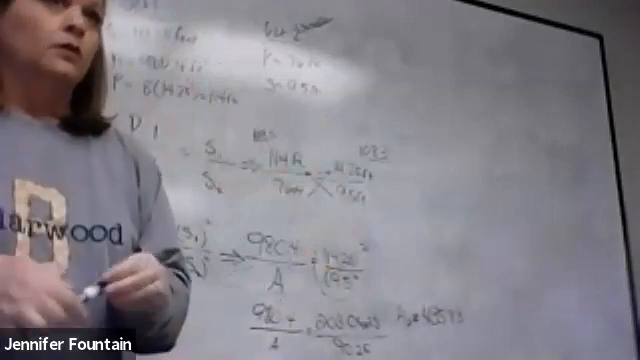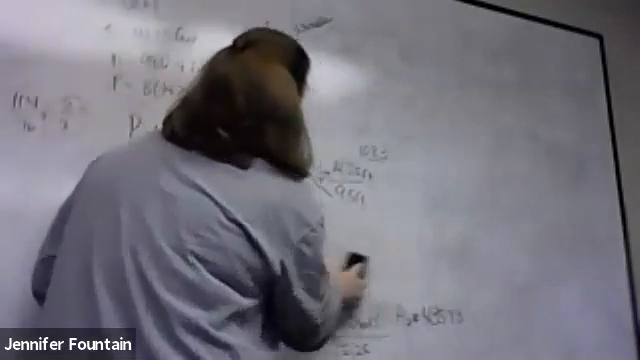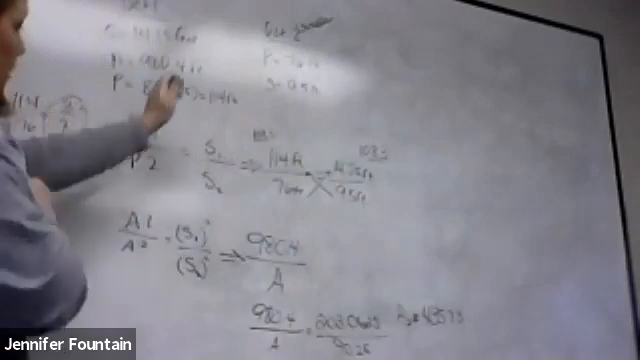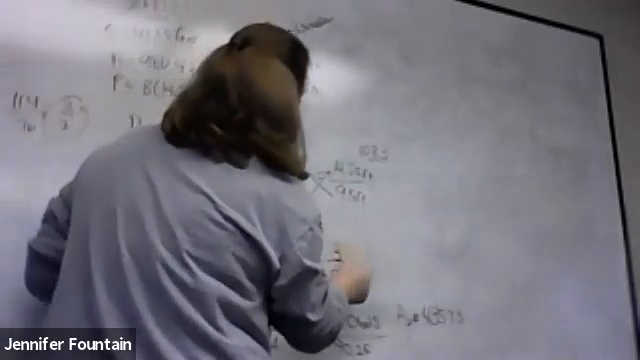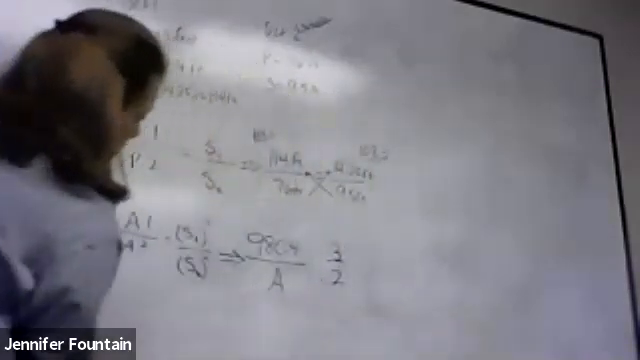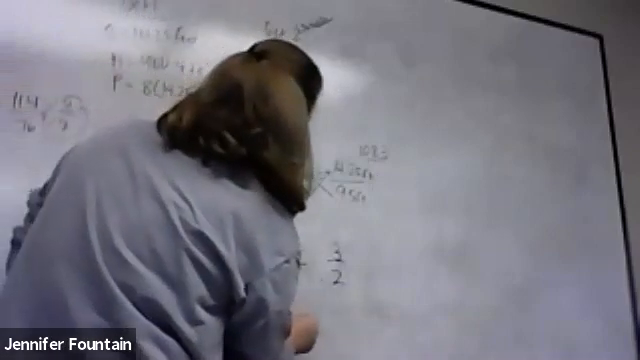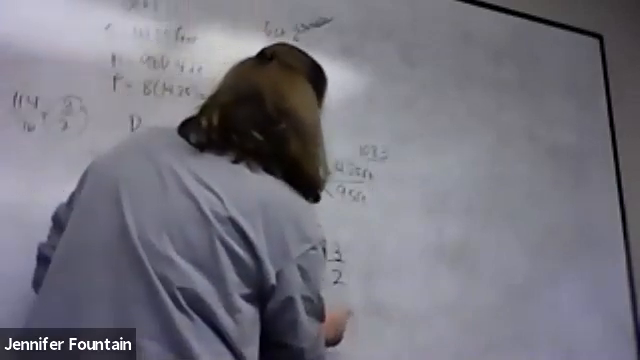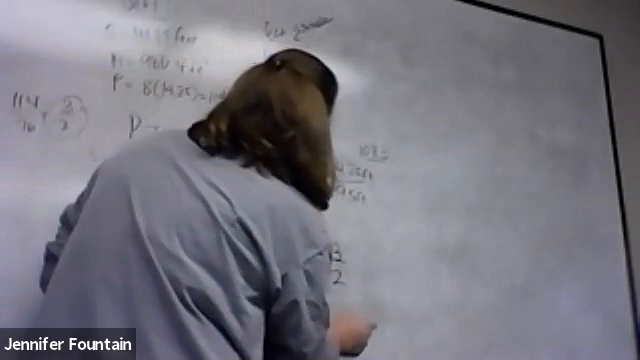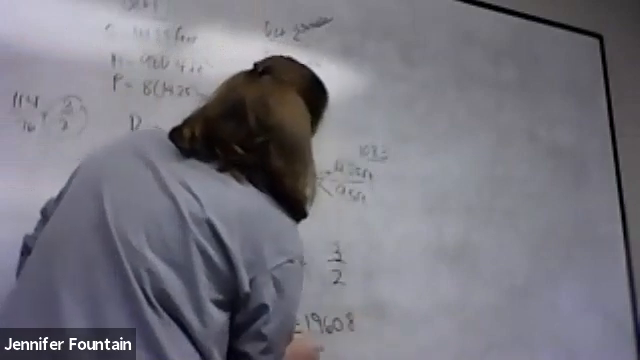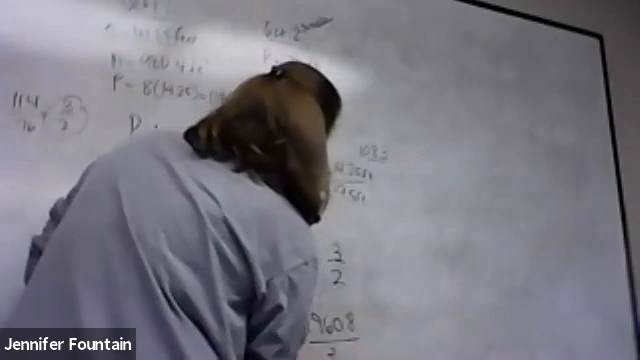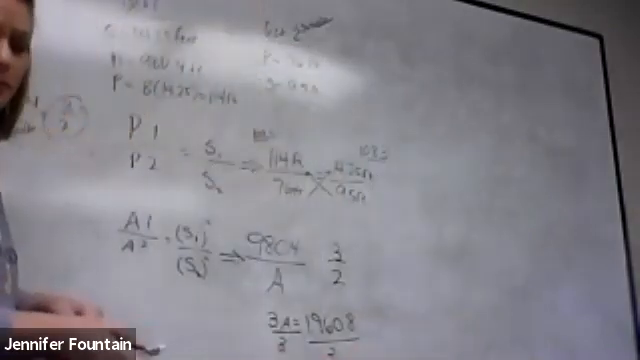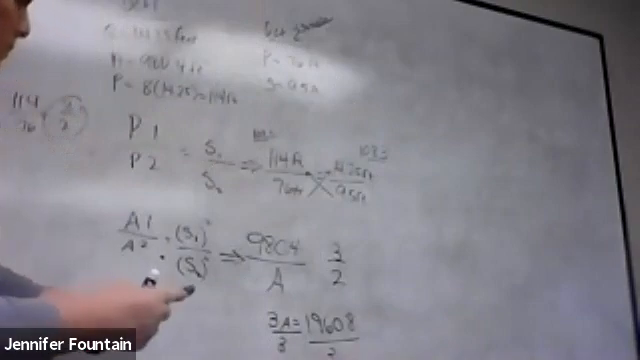So could you work out the 3 over 2? If you wanted to look at it that way, then I'm going to have 980.4 over A is equal to 3 over 2. So I've got 3A is equal to, what's 980.4 times 2? 1,960.8. Yes. Divide that 1960.8 by 3. 653.6. Hold up.